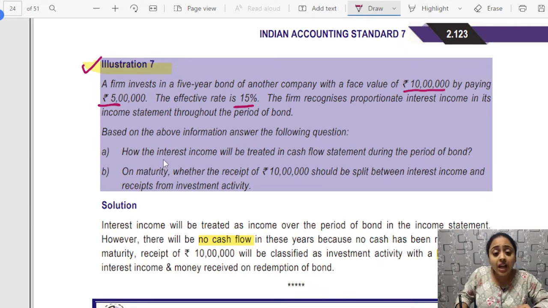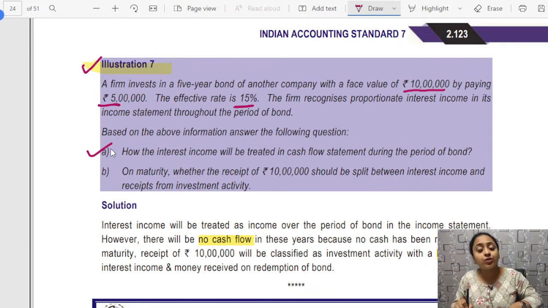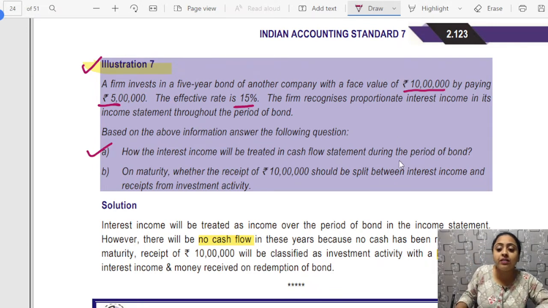Firstly, how the interest income will be treated in cash flow statement during the period of bond. Since there is no cash flow, interest income will not be included during the period of bond. It will not at all be included. There is no cash flow.